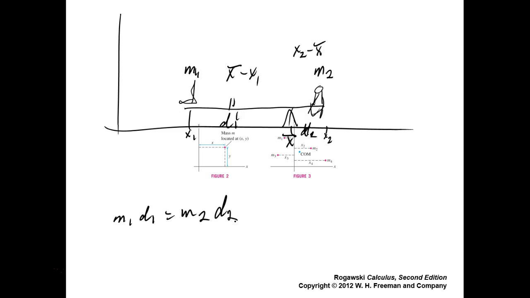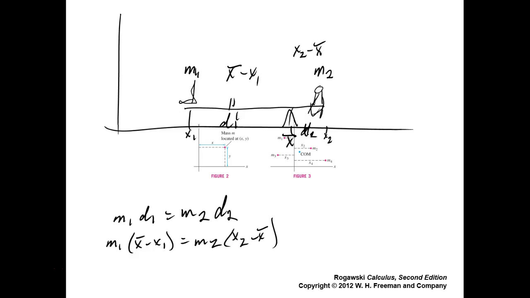And when you get to statics and dynamics, they'll call that the writing arm or something like that. They'll have different terms for it. So that's what we're talking about, okay? Now, plugging in what D1 and D2 are, that'd be M1 times X bar minus X1 is equal to M2 times X2 minus X bar. Okay, because you keep everything positive.